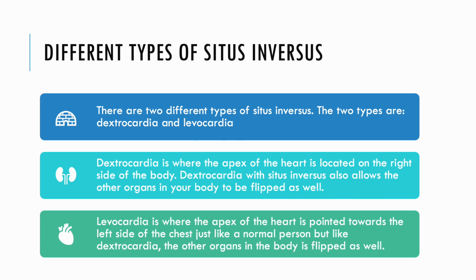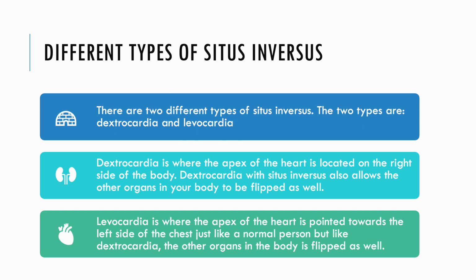As I mentioned earlier, I saw a different type of situs inversus during my CT rotation. There are different types. There are only 2 known to this day because of the advancement of ongoing research. Those 2 types are known as dextrocardia and levocardia.